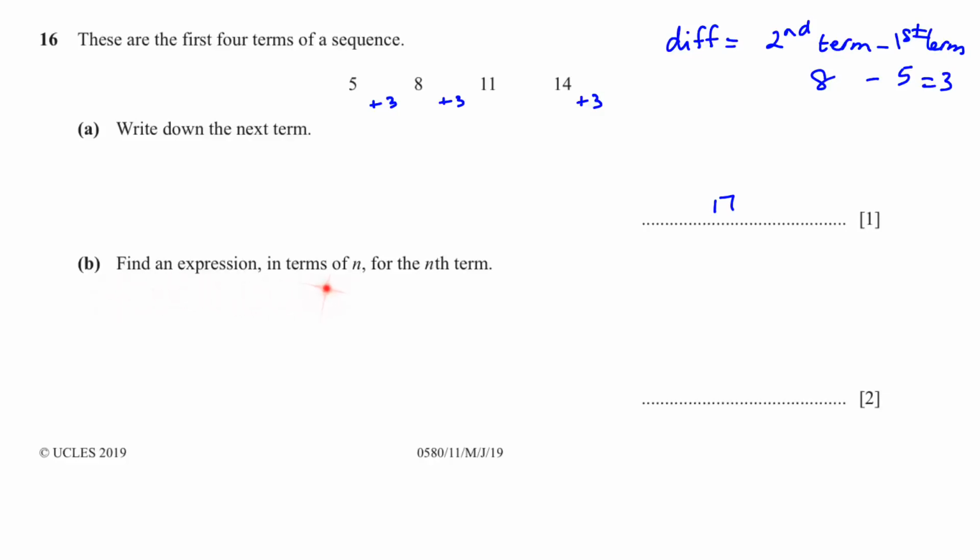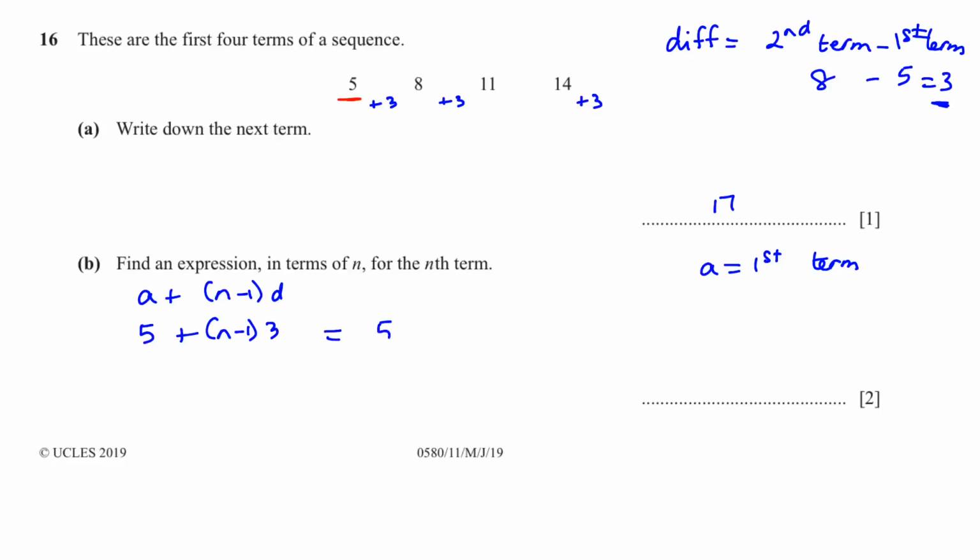Part B, find an expression in terms of n for the nth term. To find the nth term, if you can add or subtract and get the next term, we use a formula: a plus n minus 1 d. A is your first term. So remember, A is your first term. In this case, our A is 5. So we write 5. And D is our difference, which we found here, 3.